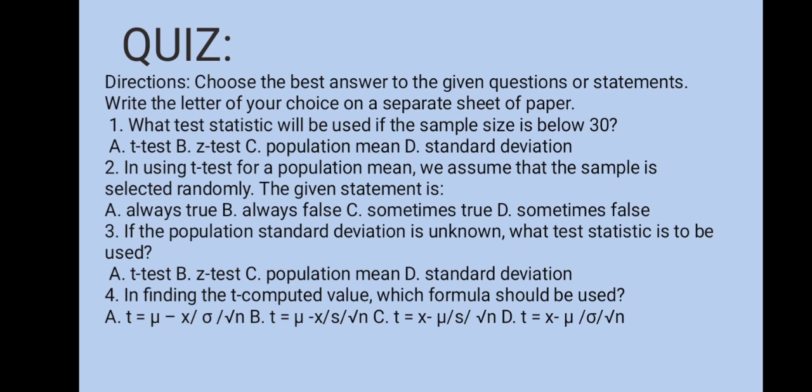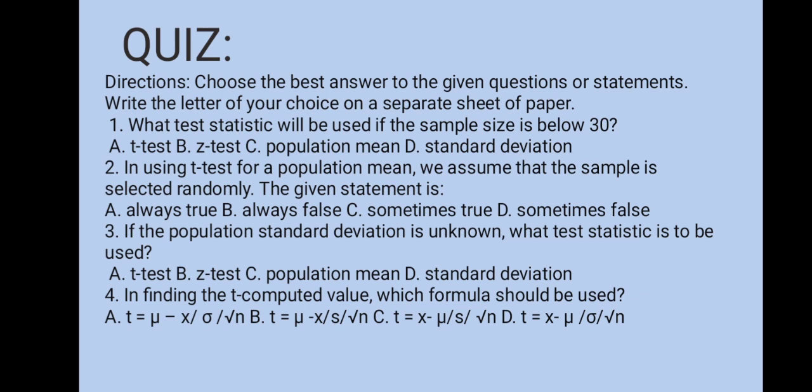Now, let us answer this quiz. Direction: choose the best answer to the given question or statements. Write the letter of your choice on a separate sheet of paper. Number 1. What test statistic will be used if the sample size is below 30? A. T-test, B. Z-test, C. Population mean, D. Standard deviation.